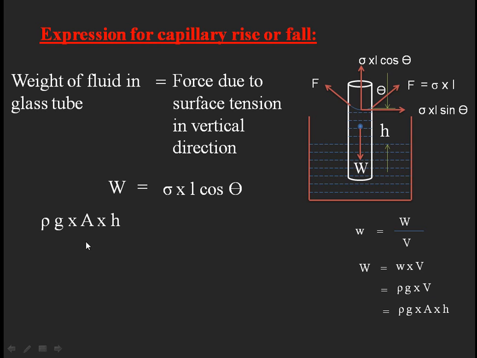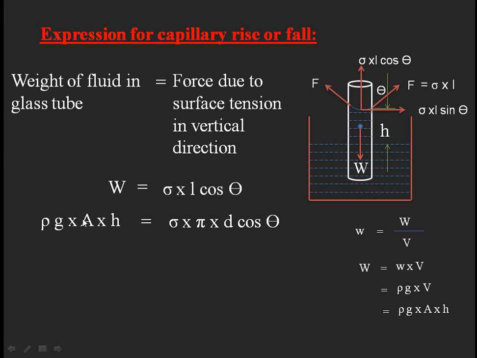So which is rho g into area into h is equal to sigma into L into, so in place of L again we can write pi into d. So L means, on a particular length where the surface tension is taking place, that is the force acting per unit length. Here around the circumference of the glass tube, the sigma, that is the surface tension, will be acting. So circumference we can consider as a length along which the surface tension is acting. That's why I have written the length as pi into d, the circumference.